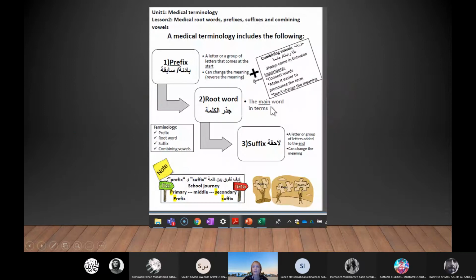Medical terminology was the start of the unit. We were looking at root words and the parts of a medical term, which are the root word, the prefix, the suffix, and the combining vowel. The prefix is at the beginning, the root is in the middle, sometimes the root is at the beginning, and the suffix is at the end. You can see in these puzzle pieces how it all goes together.